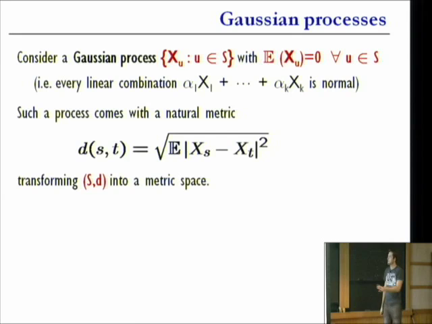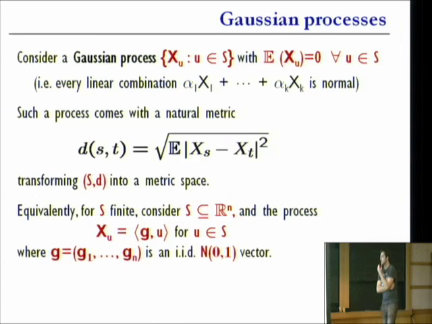Especially for computer scientists who are used to thinking about random projections and so forth, you can think about such a process in a different way. If your set is finite, and for us we're only going to consider finite sets of random variables the whole time, then you can think of a process in the following way. Take some set S of points in Euclidean space, and the process is that for every random variable you choose a random direction and project all the points onto that direction.